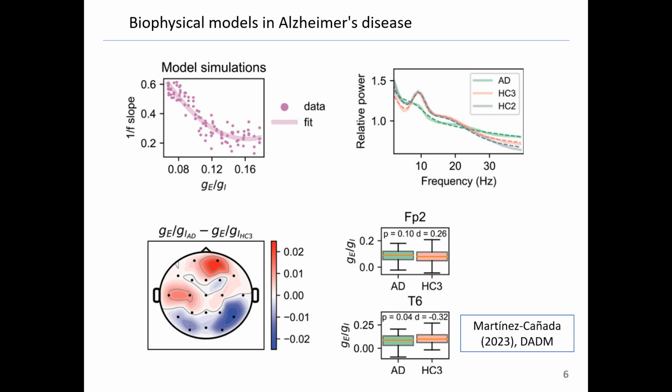Indeed, when comparing local differences in EI across subsets of electrodes, we found that, for example, temporal electrode locations, such as T6, displayed a significant shift toward inhibition.